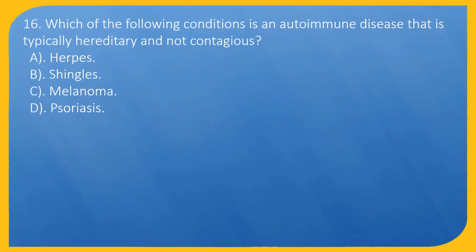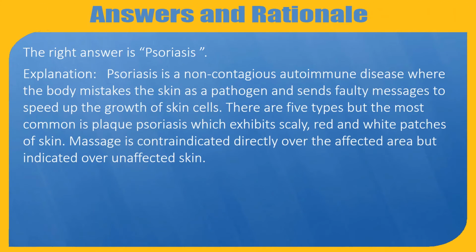Question 16. Which of the following conditions is an autoimmune disease that is typically hereditary and not contagious? A. Herpes. B. Shingles. C. Melanoma. D. Psoriasis. The right answer is psoriasis.